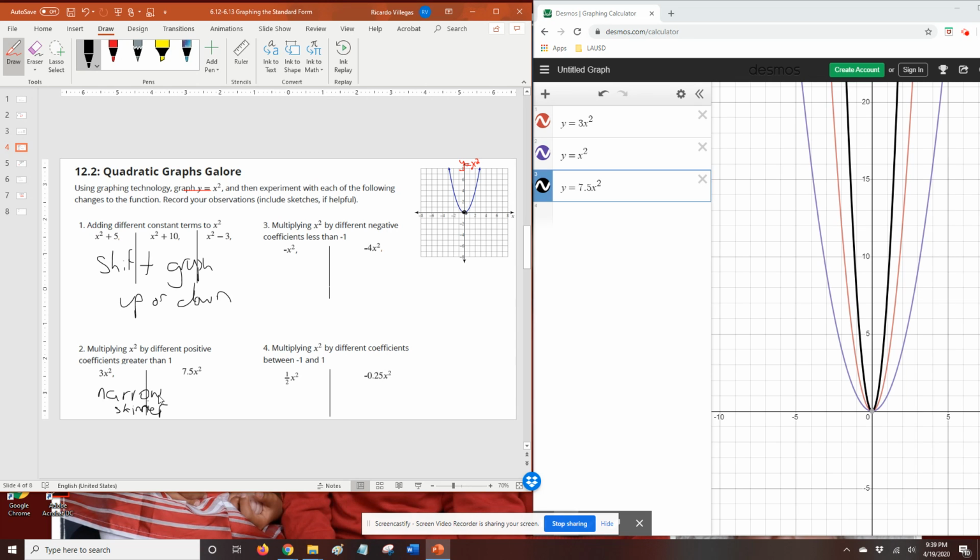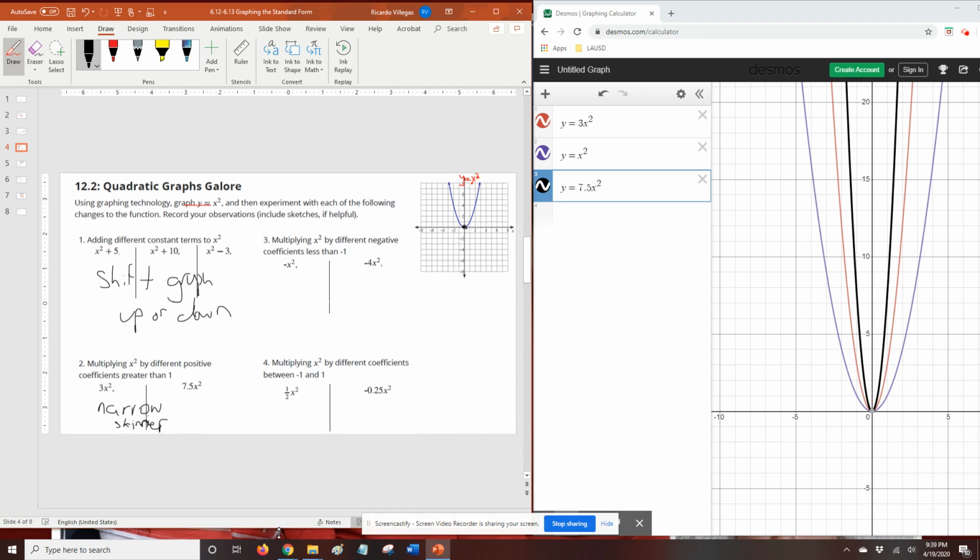Now, what do you think is going to happen to this equation or to this graph if I multiply the x squared by a negative number? So multiplying x squared by a different negative coefficient less than -1. So go ahead and type in what you think is going to happen when you multiply by -1 now. All right, awesome. So now that you had a chance to do that, let's go ahead and figure it out.